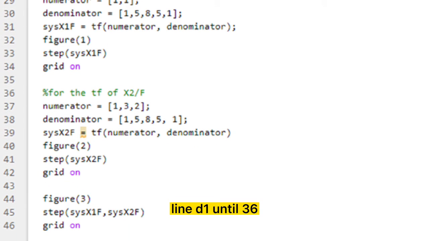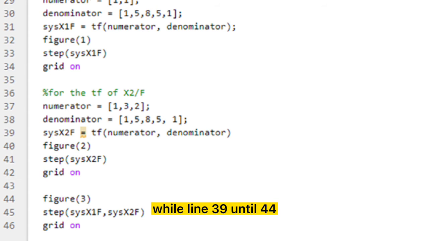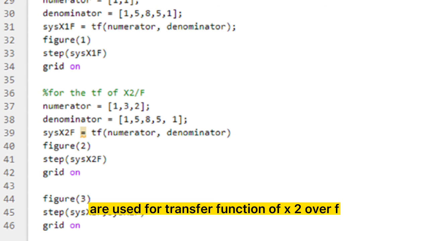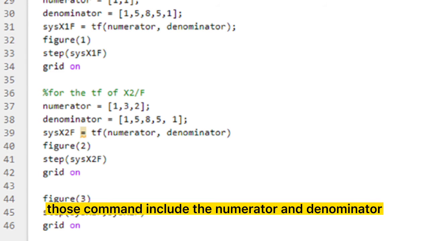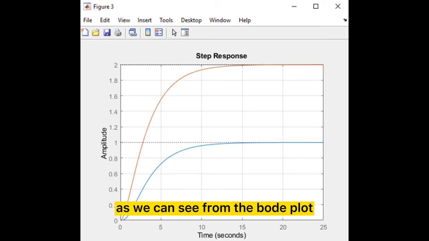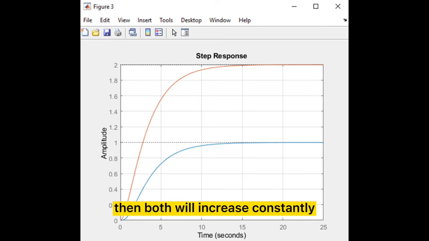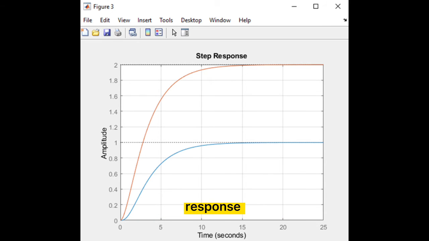Lines 31 until 36 are used to command the transfer function of x1 over F, while lines 39 until 44 are used for the transfer function of x2 over F. Those commands include numerator and denominator that create arrays of the transfer function. As we can see from the Bode plot, this proves that in the output response at figure 3, the x2 graph is higher, with amplitude up to 2 compared to x1 up to 1. Then both increase constantly to the steady state response.